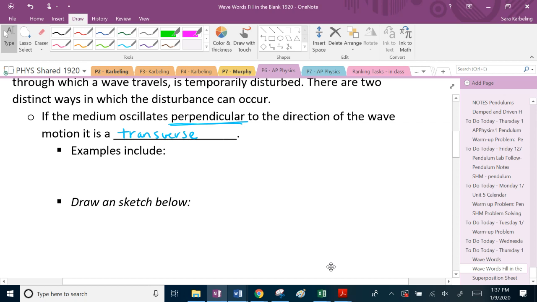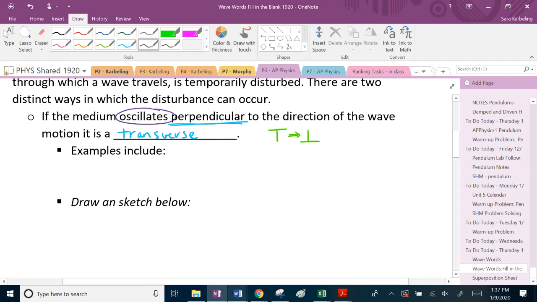How do I remember that transverse waves are ones where the medium oscillates perpendicular? Transverse starts with a what? A T. The sign for perpendicular is just an upside down T. So a transverse wave is one where the medium oscillates perpendicular to the direction of motion. The word oscillates kind of gives you a clue here. That's why we're doing this unit right now.